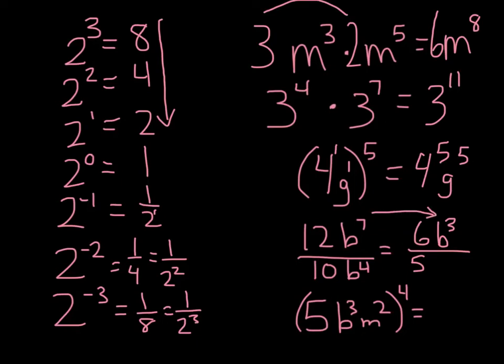The next one is a power of a product and also power of powers. Remember, the 5 is to the first power, so then I would take it to everything inside that parenthesis. So that would be 5 to the 4th, and then power to a power. If I have b to the 3rd to the 4th, I multiply those. So that'd be b to the 12th and m to the 8th.